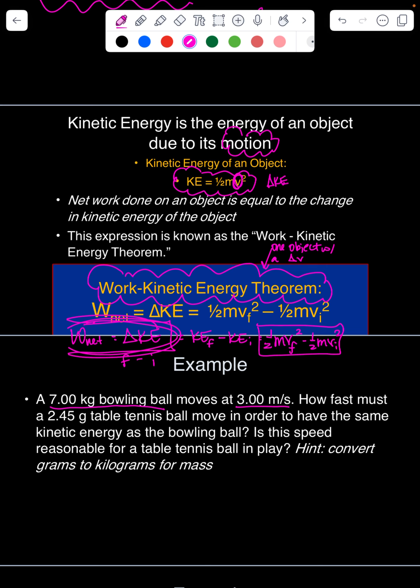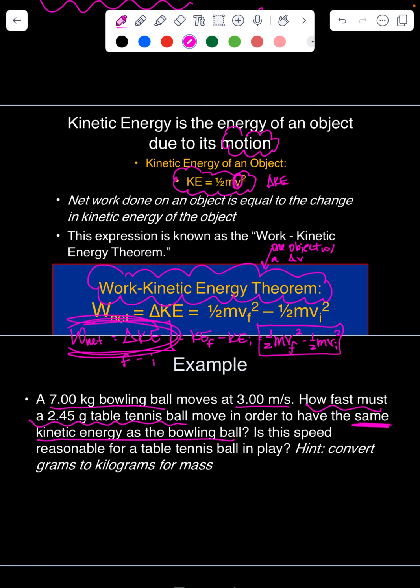Okay, so we're looking at a bowling ball. We have its mass and its velocity. Hopefully you're thinking of things that you can solve for with these two things. All right, but we keep going. It says, how fast must a 2.45 gram table tennis ball, so a ping pong ball, move in order to have the same kinetic energy as the bowling ball?